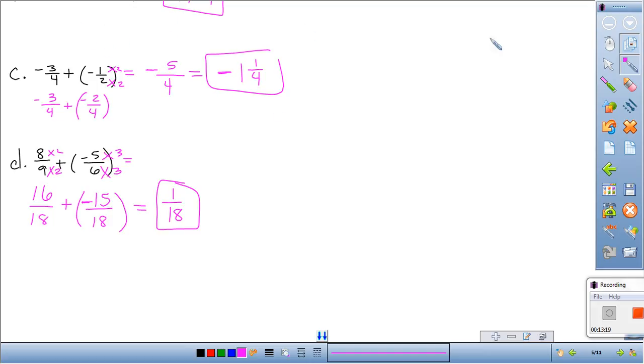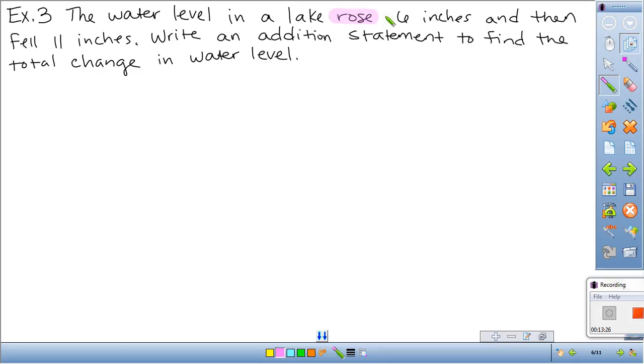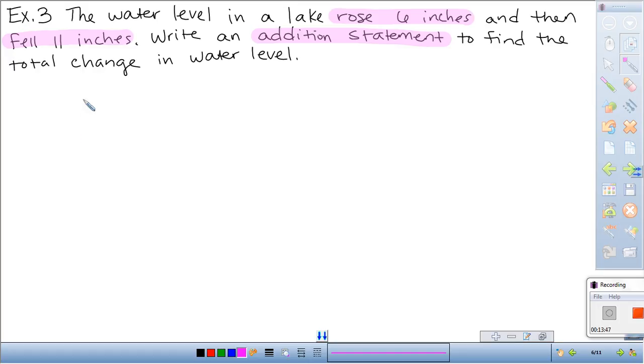Example 3. The water level in a lake rose 6 inches and then fell 11 inches. Write an addition statement to find the total change in water level. So I know most people don't like word problems, but come on, not that bad. Look for the keywords. If it rose 6 inches, is that a positive or a negative? Well, if it's going up, it's got to be positive. So start with 6. They want us to write an addition statement, so I know it's going to be 6 plus something. It could be a negative number, it could be a positive, but I know I'm adding because I have to write an addition statement.